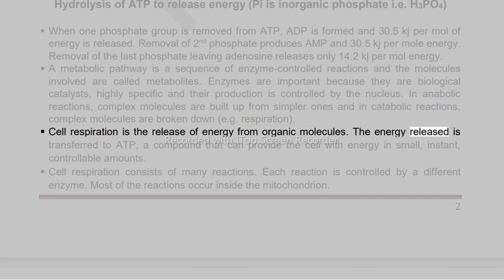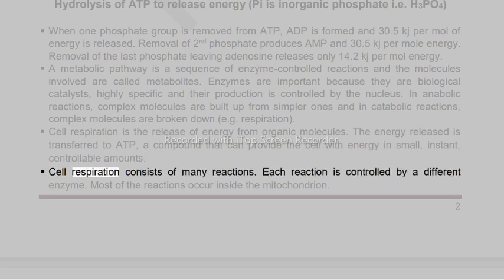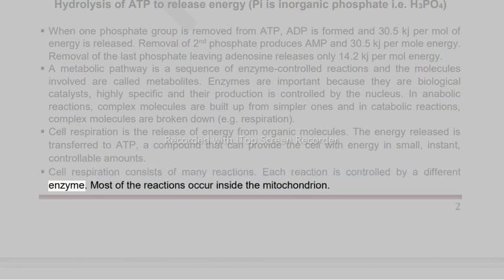Cell respiration is the release of energy from organic molecules. The energy released is transferred to ATP, a compound that can provide the cell with energy in small, instant, controllable amounts. Cell respiration consists of many reactions. Each reaction is controlled by a different enzyme. Most of the reactions occur inside the mitochondrion.